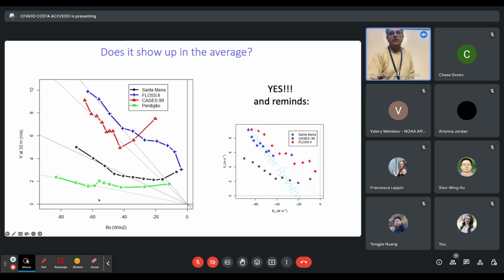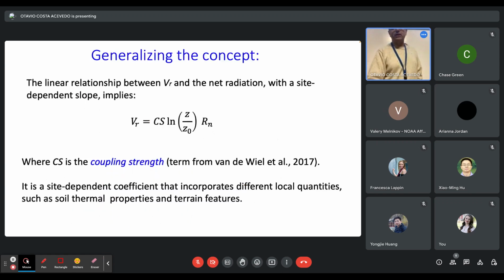And of course, there's no Perdigão here. Perdigão has the smallest wind thresholds for the transition, because it's in the bottom of a valley. So based on that, we try to generalize this idea and say that the wind speed threshold for regime transition can be a CS, which we are calling coupling strength, which would be a coefficient, site dependent, times obviously the log of the height times the net radiation, linear dependence. And the slope would be the coupling strength, which would be site dependent.